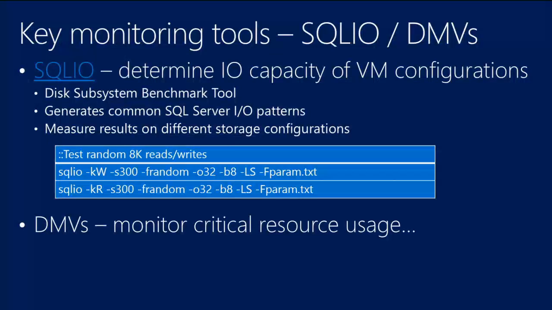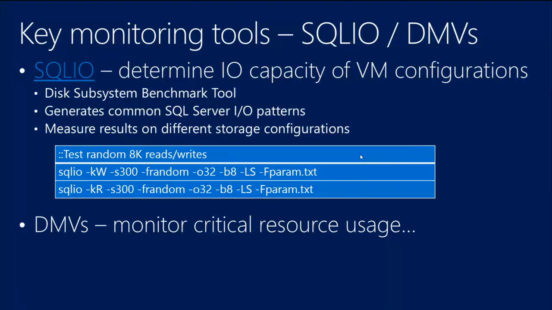So this wasn't specifically for Azure, but it's just great at showing you what kind of things you can do with SQL I/O. I've given a couple of examples there of testing random 8K reads and random 8K writes with a 300-second, or 5-minute, run. And the param.txt file is basically where you put what to actually run and test.